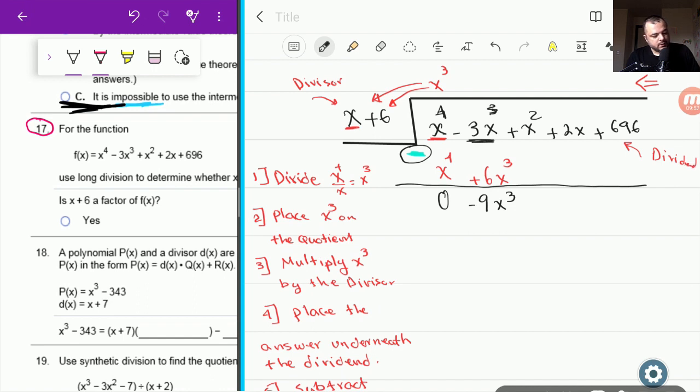Step number whatever, 6, we bring down the rest of the terms. So bring down the others.